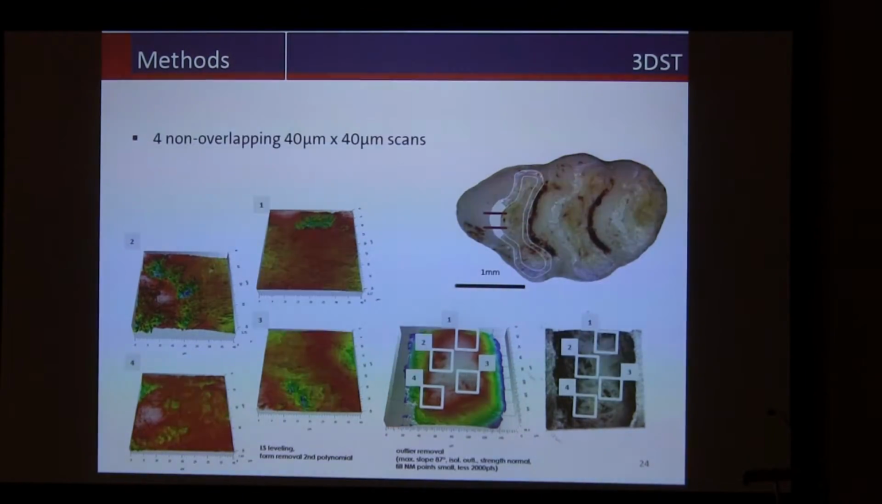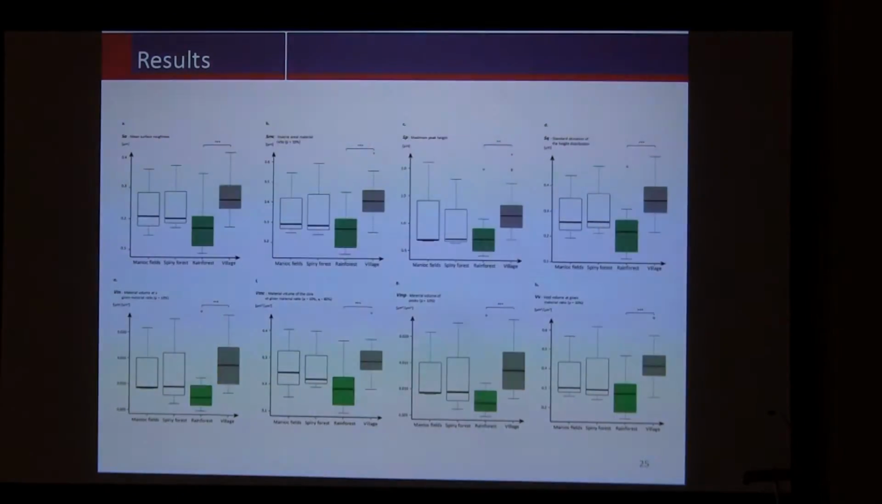So I would now like to show you the results for the different habitats we sampled in. Not for all 30 roughness parameters, but for 8 of them. And I'm not going to go into great detail, but what you can see here, on the x-axis we always have first the man-made field, followed by the spiny forest, rainforest in green, and village sample in gray. And on the top we have height parameters, and on the lower column here we have volume parameters.